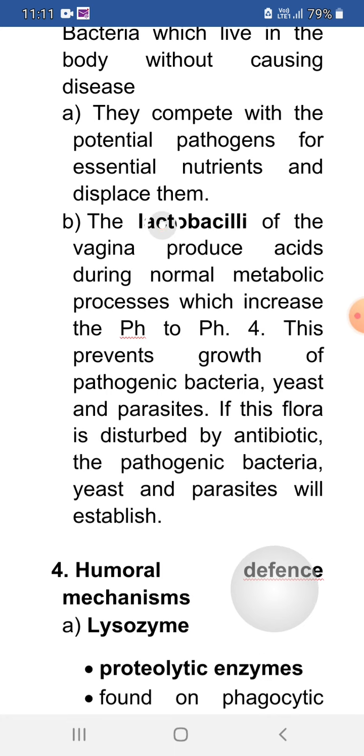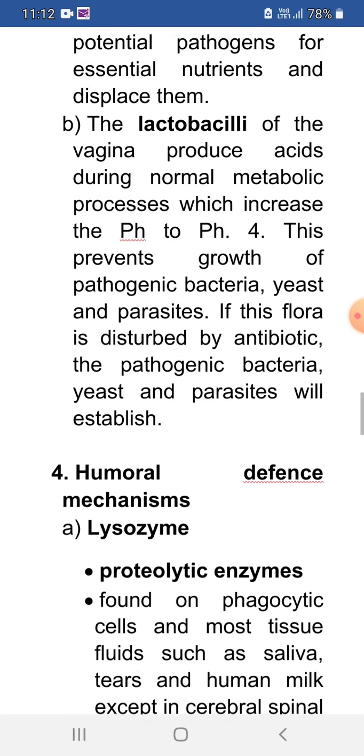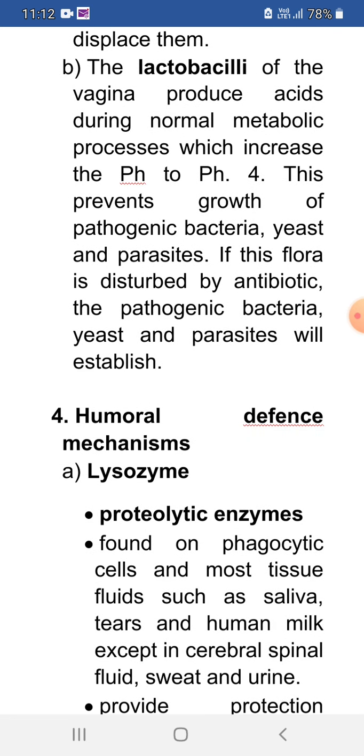Like lactobacilli, which is a normal flora in the vagina, that's the birth canal. It produces acids which kill fungi and other pathogenic bacteria. When you remove it, these things grow and you get irritations in the vagina. So when you take antibiotics, you'll get irritation in the vagina just because of that.